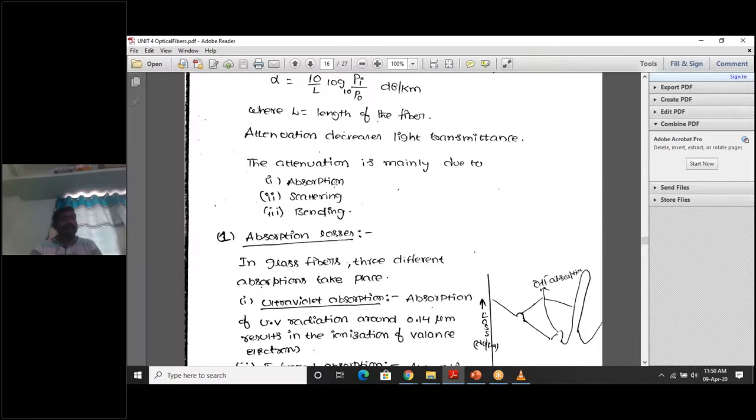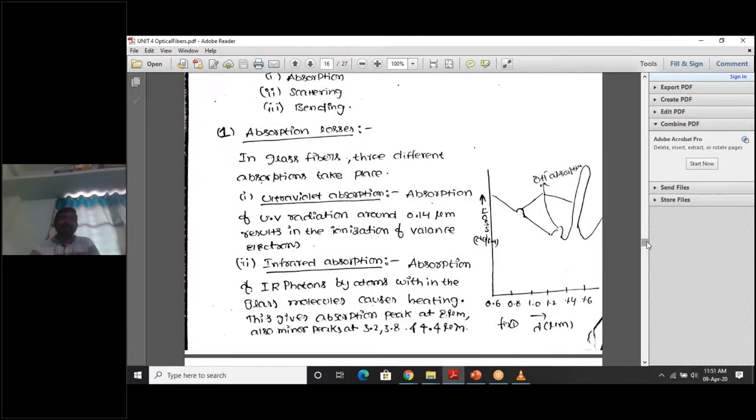Then how many types of attenuations are there? Three types: absorption losses, scattering losses, and bending losses. There are three types of attenuations or three types of losses. First, I am going to explain absorption losses. What are absorption losses?